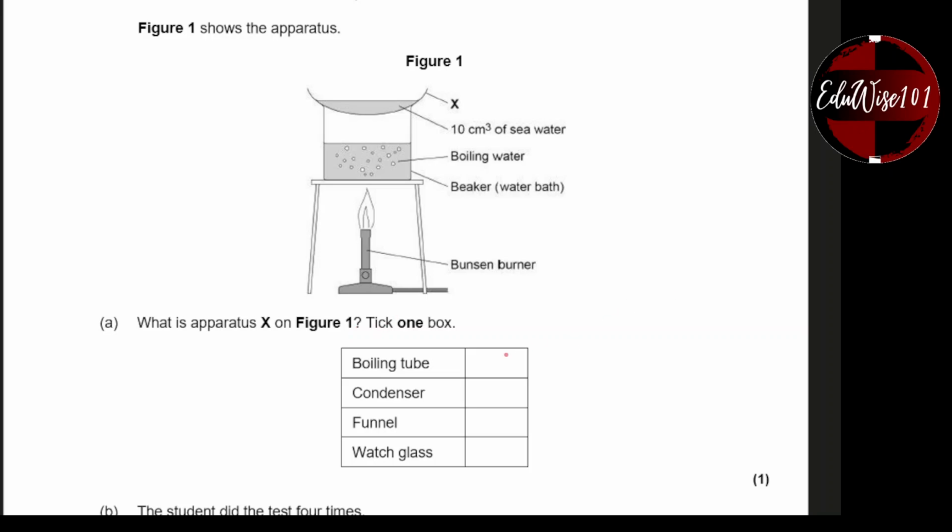Now they have given 4 different options. We call this an evaporating basin. Some of you actually wrote it down as evaporating basin, so I should have given you a mark. But you can also use something called a watch glass. It's definitely not a boiling tube. Boiling tubes look like a test tube, but slightly bigger.